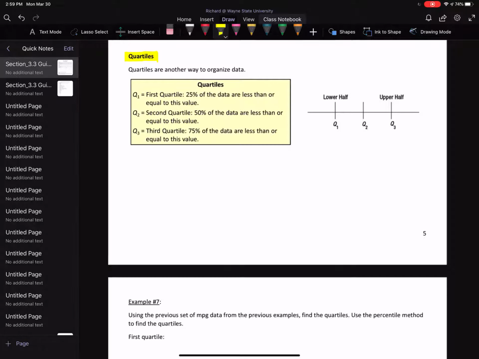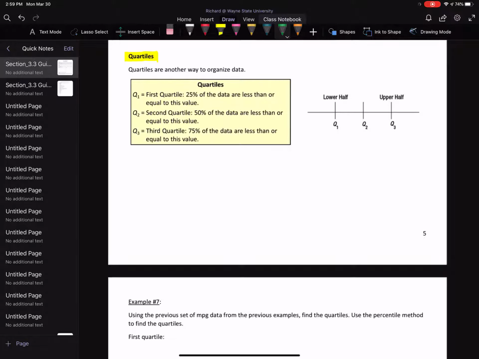But anyway, this is the last part of the section, and it deals with something called quartiles. We need this idea of quartiles to build another type of graph called a box and whisker plot, or box plot for short. Quartiles are another way to make comparisons with data. When you hear the word quartile, what does it sound like? It sounds like quarter, and that's exactly what it is.